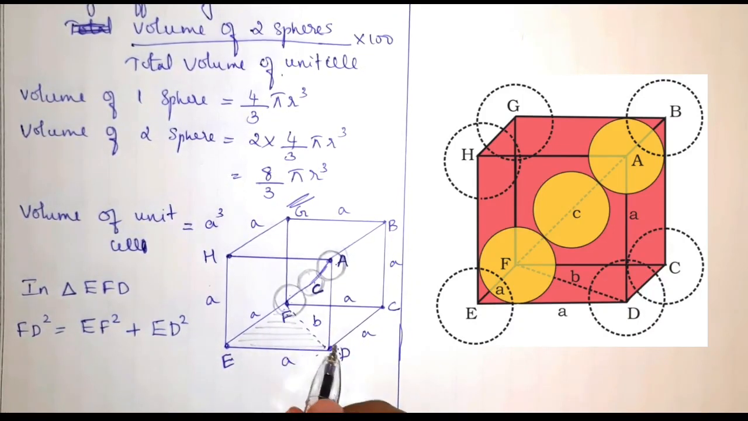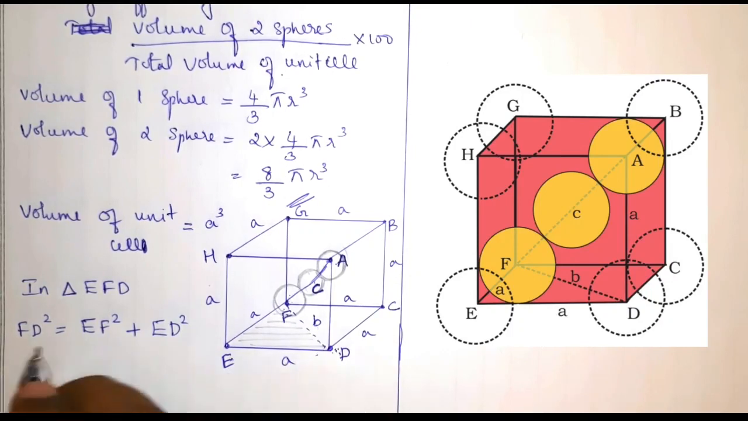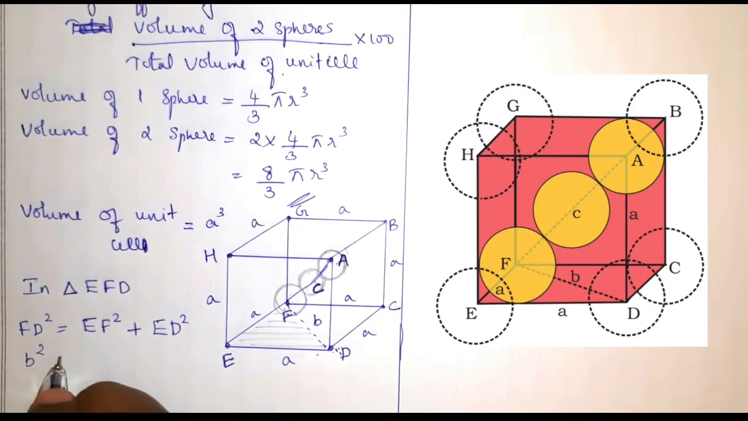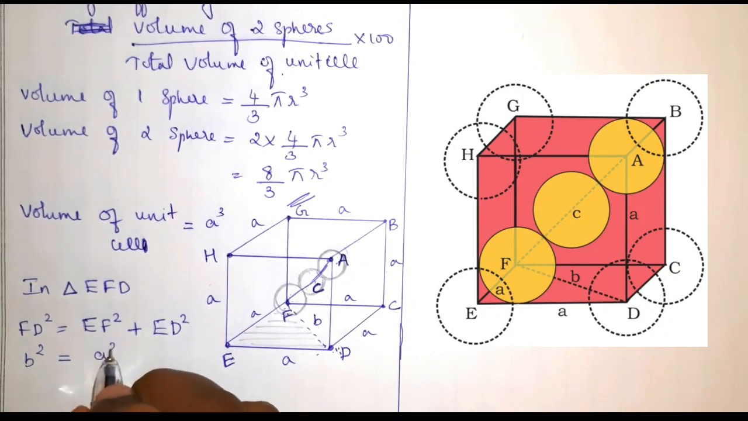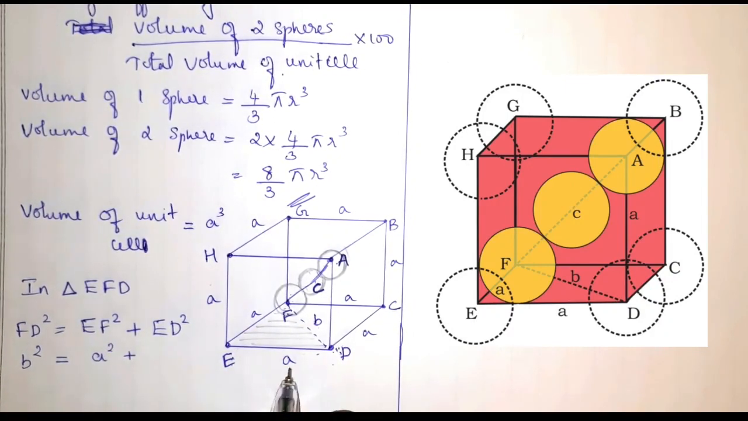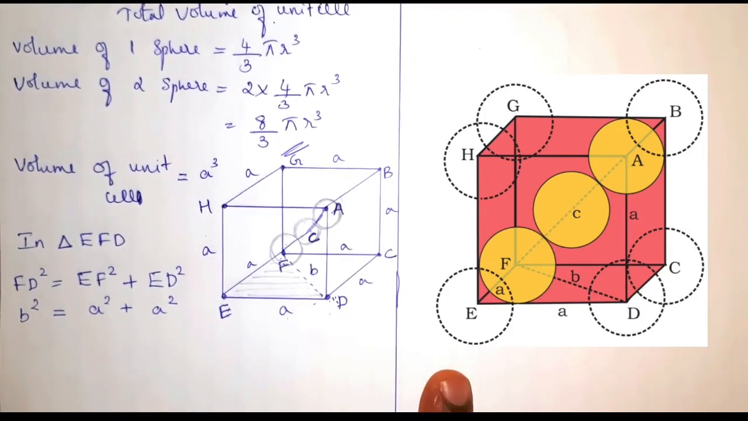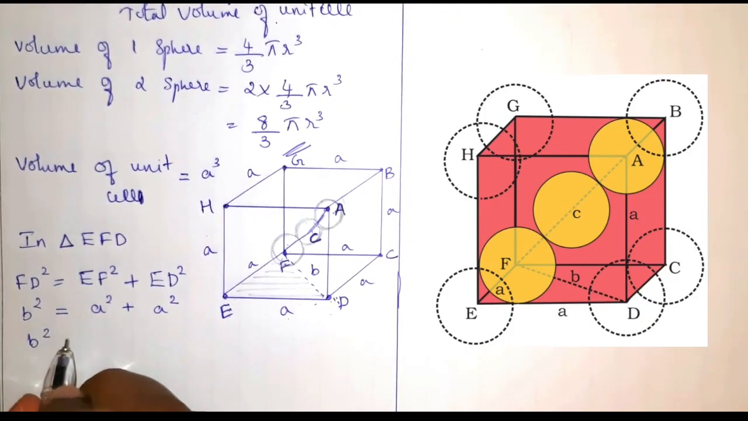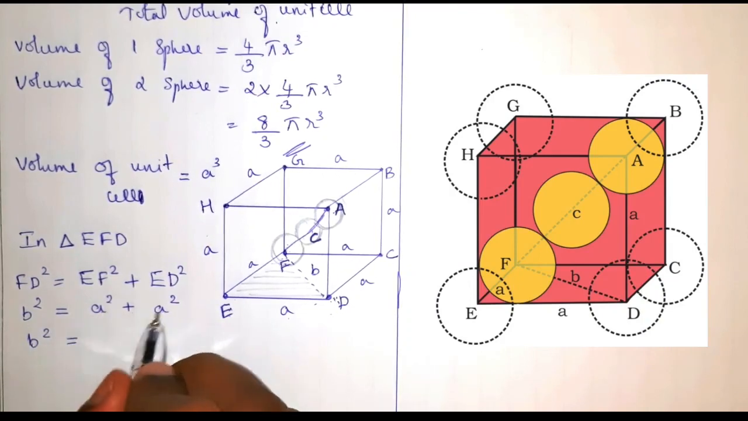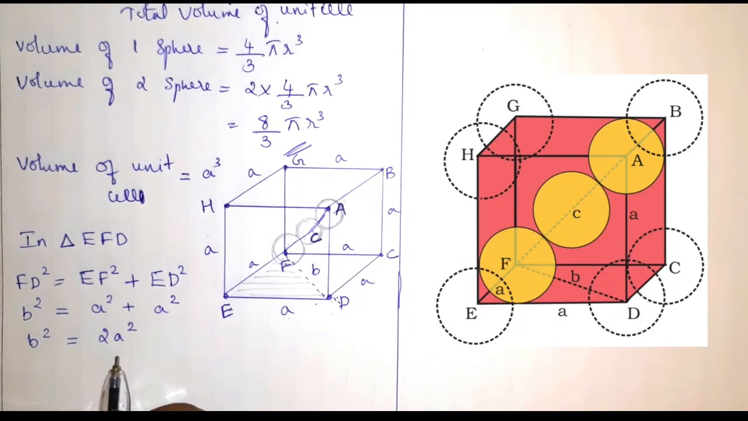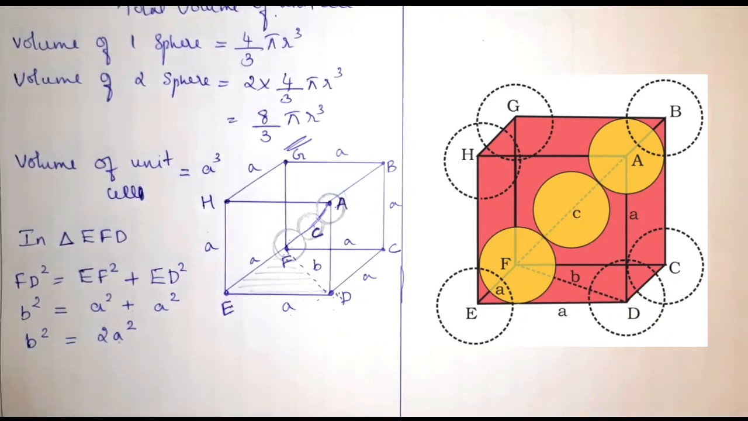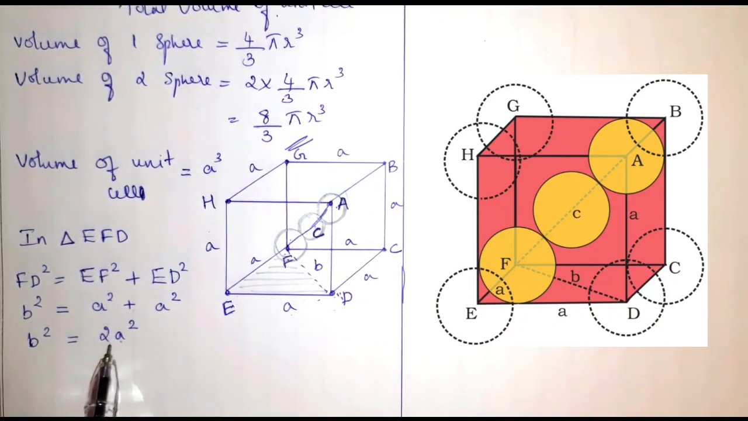So you know that FD is given as B, small b. So you can take it as B square is equal to EF, which is given as A, so A square plus ED square, which is again A, so A square. So you'll get B square is equal to A square plus A square, which is 2A square. So B square is equal to 2A square.